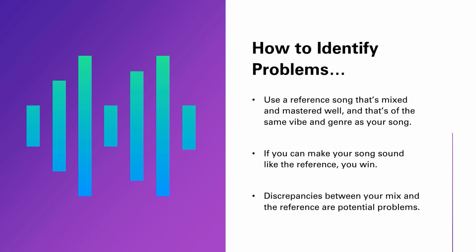That's the end goal. If your mix isn't as punchy as the reference, that's a problem. If it's not as wide as the reference, that's a problem. If it's not as loud as the reference, that's also a problem. As we take a look at how to fix different types of issues, you're going to be using a reference track to gauge whether or not these problems exist within your mix. When you have something to compare your mix to, issues become very obvious.